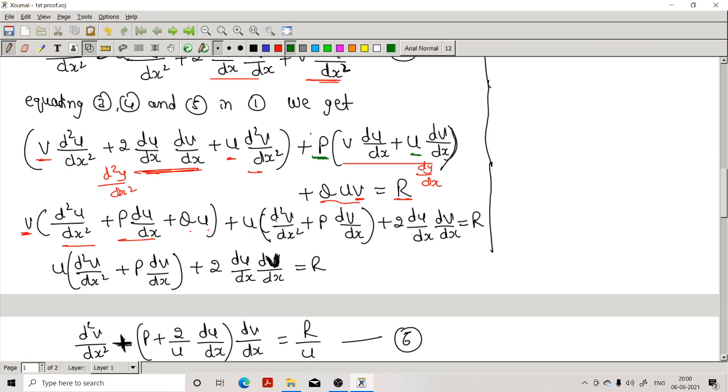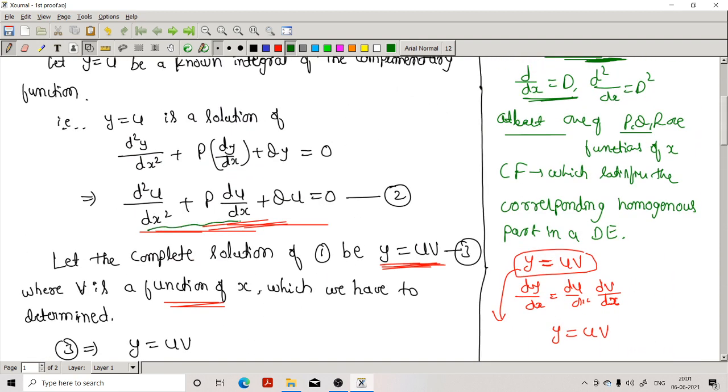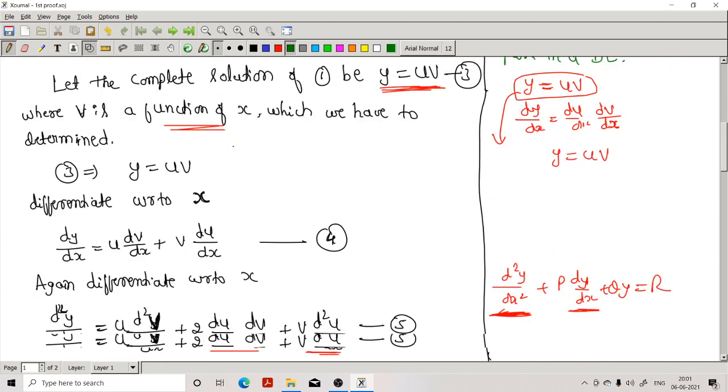Okay, fine. u into d square v by dx square plus p into dv by dx plus 2 times du by dx into dv by dx is equal to the RHS, which is the same, that is r. We already know that u is a part of the complementary function, therefore it must satisfy the corresponding homogeneous part. That is, the homogeneous part is d square u by dx square plus p into du by dx plus q into u, and this is equal to 0. We have already simplified that. Therefore substitute this expression as 0.